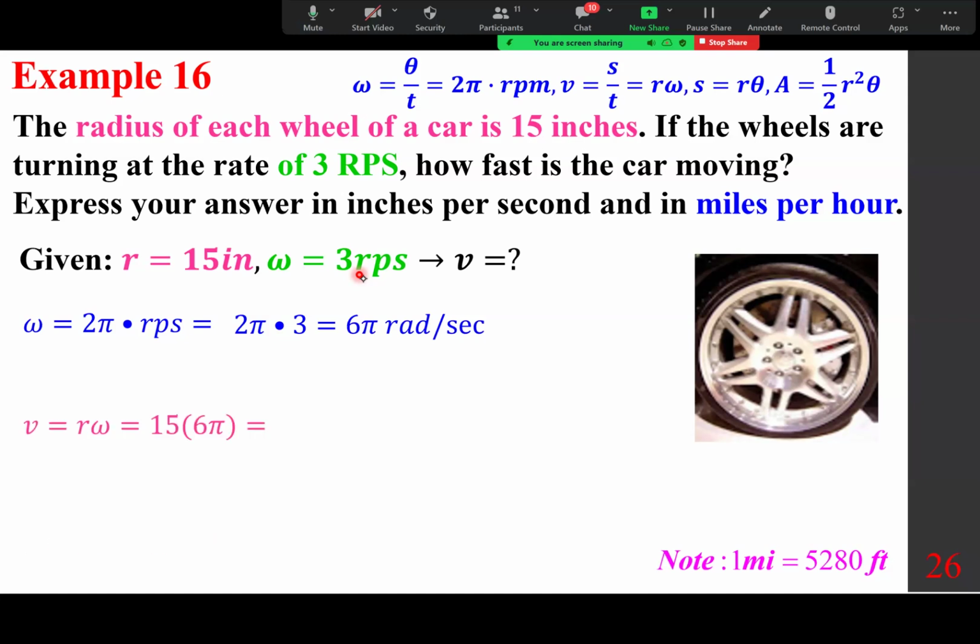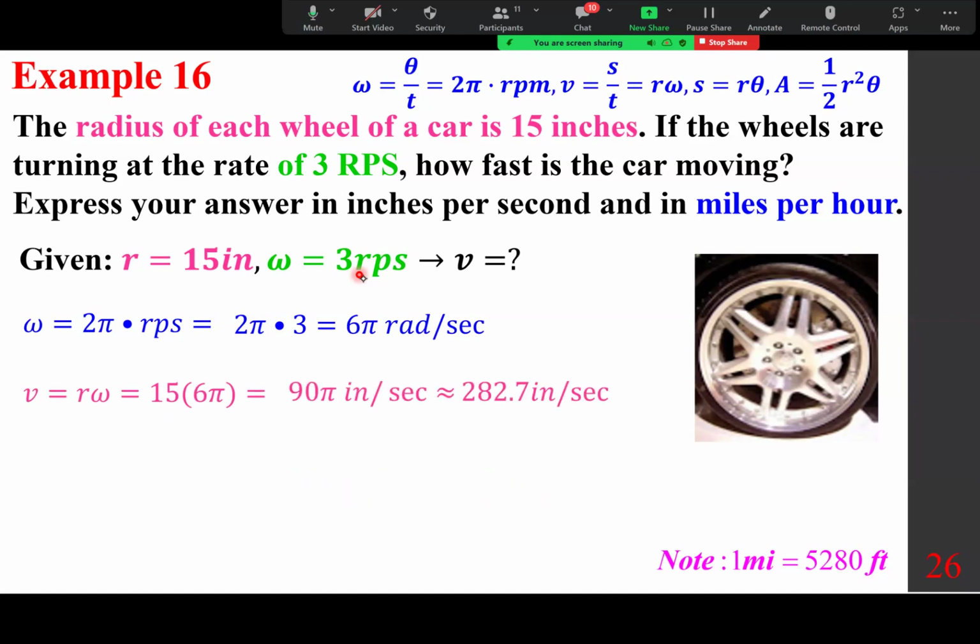V equals R omega. 15 times 6 pi is 90 pi inches per second, roughly this much. We're going to keep this exact for the next step. 90 pi inches per second, roughly 282.7 inches per second.